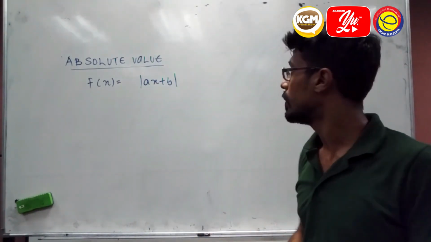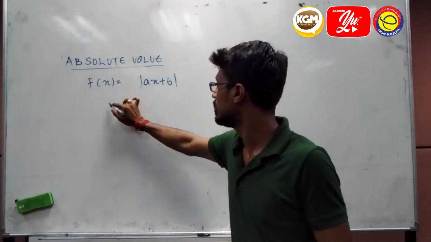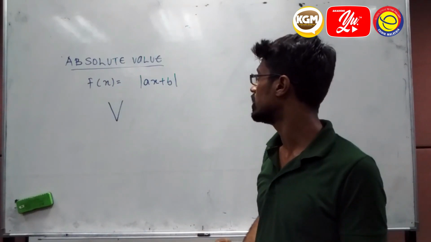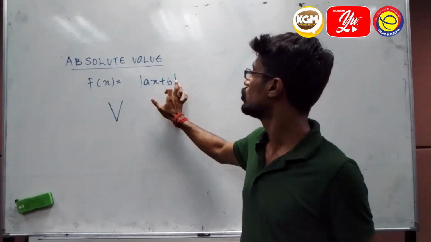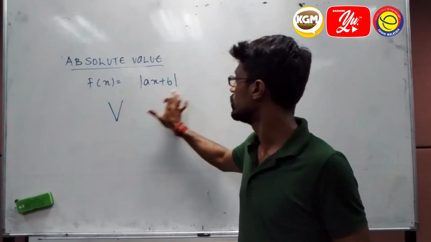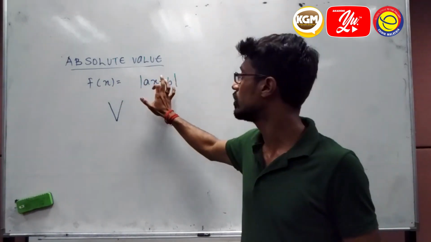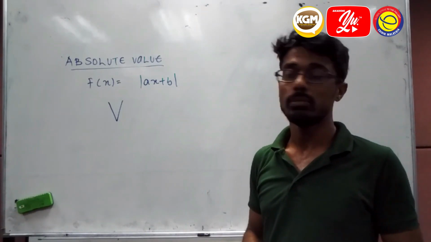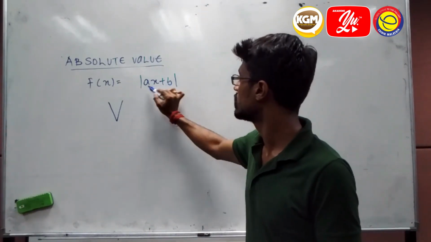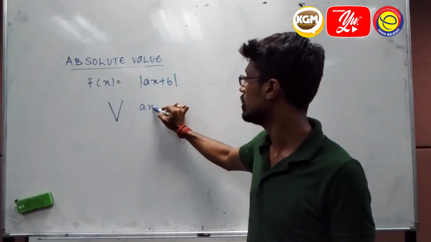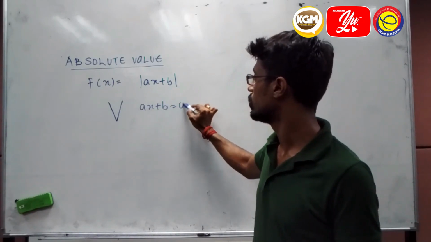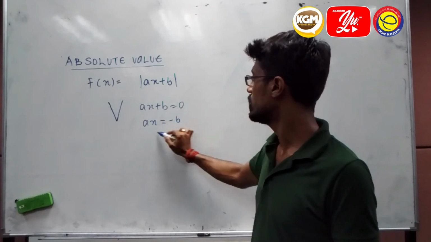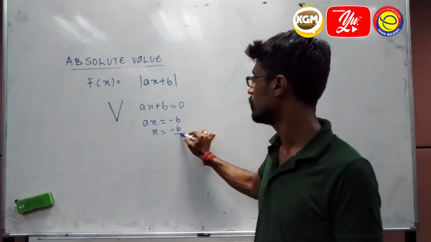So the basic shape is very simple. It is this V shape here. All I need to know is, every time, you focus on this function. Try to get to know from where you are getting the V. That is very simple. All you have to do is just set this equal to 0, meaning ax plus b equal to 0. Like here, we're going to get ax equal to negative b, x equal to negative b over a.